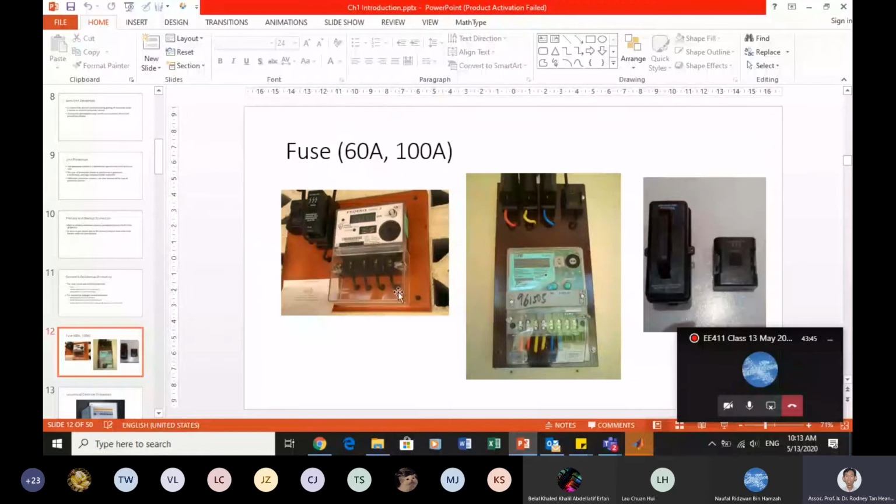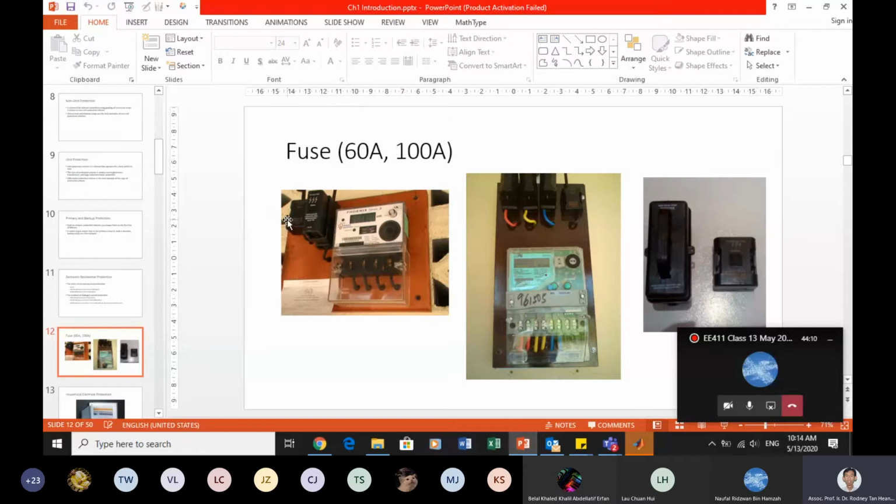These are the single phase ones. Now, single phase, you will notice, how come single phase 4 wire? It is just because of 2 wire in, 2 wire out. Live, neutral, live, neutral. So it looks like, wow, 4. So this is single phase.